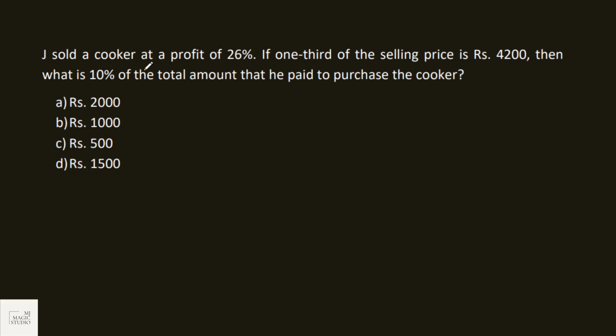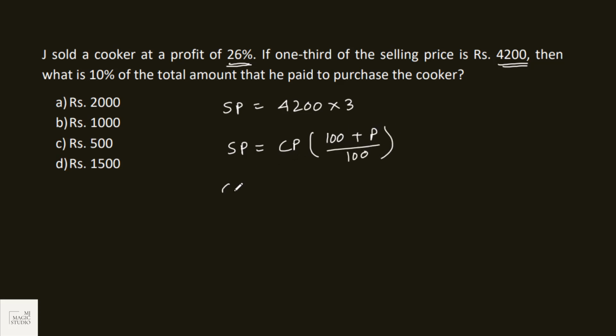A man sold a cooker at a profit of 26%. If 1/3 of the selling price is 4200, that means the selling price is 4200 into 3. Then what is 10% of the total amount that he paid to purchase the cooker? We know that the selling price is cost price into 100 plus profit upon 100. Here we need to find the cost price. So cost price is selling price into 100 divided by 100 plus profit. Profit is 26%, that is 126.